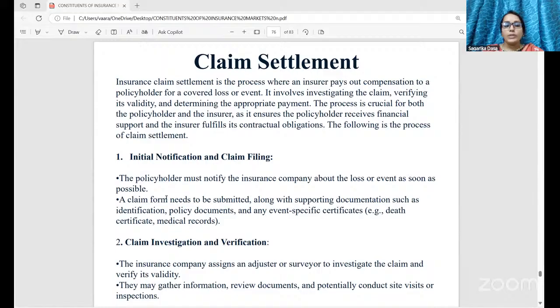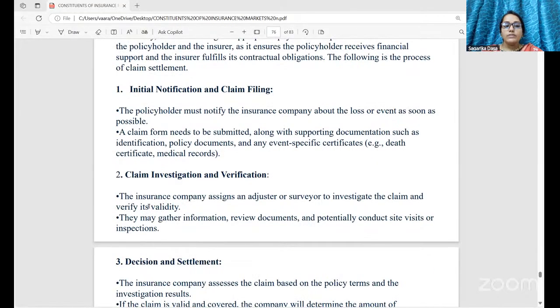A claim form needs to be submitted along with supporting documents such as identification, policy document, and any event-specific certificates. If it is a death, a death certificate; or if he met with an accident, then medical records he has to submit. So the first stage is to inform the insurance company, then fill the claim form along with the necessary supporting documents. Then the second one is claim investigation and verification.